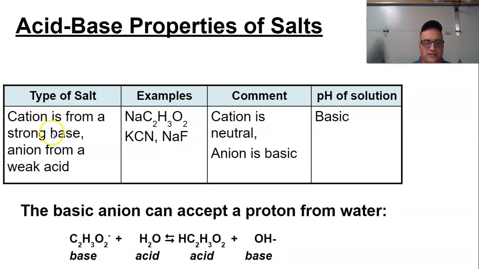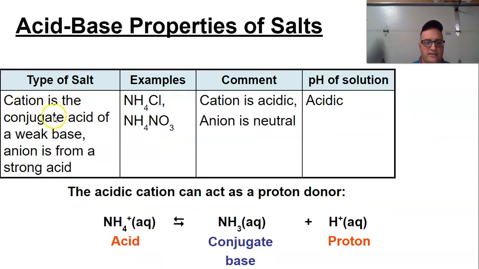Cations from a strong base, anions from a weak acid. So cation, strong base, strong base, strong base. Weak acid, your acetic acid, HCN, HF. The cation is neutral. The anion is a conjugate base. Therefore, it's going to be basic. Okay, so you've got your conjugate base plus water. It's going to make this plus hydroxide. So basic.